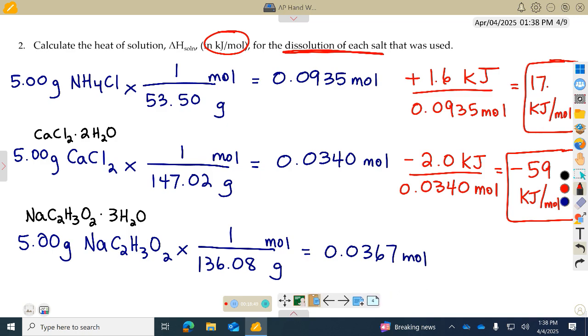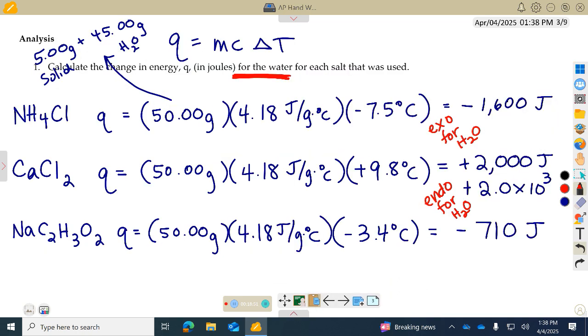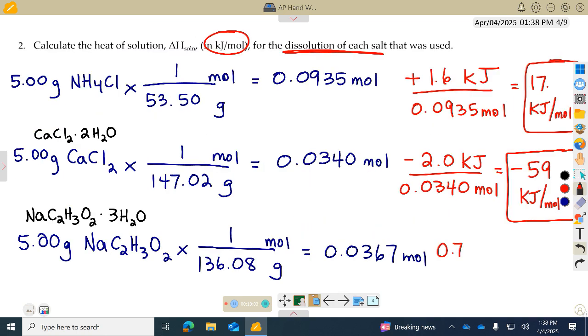Okay, and finally the last one. For the sodium acetate, I'm going to switch this to kilojoules, so we'll say about 0.71 kilojoules divided by my moles, 0.0367 moles. Again, you can put the positive sign in there. If you don't write a positive, we assume that you mean for the process to be endothermic.